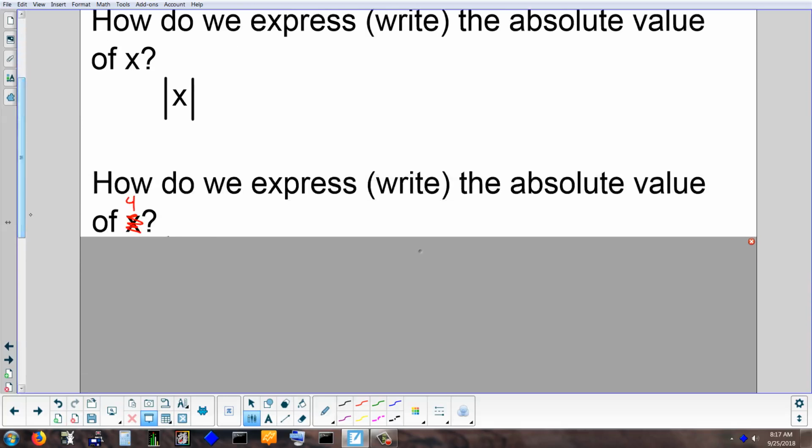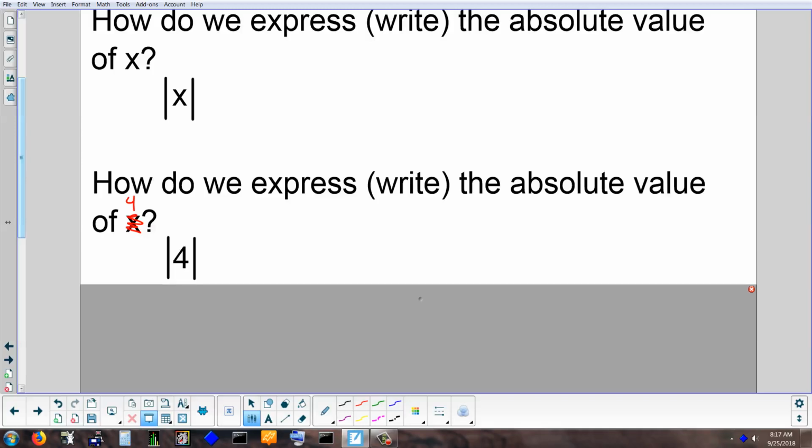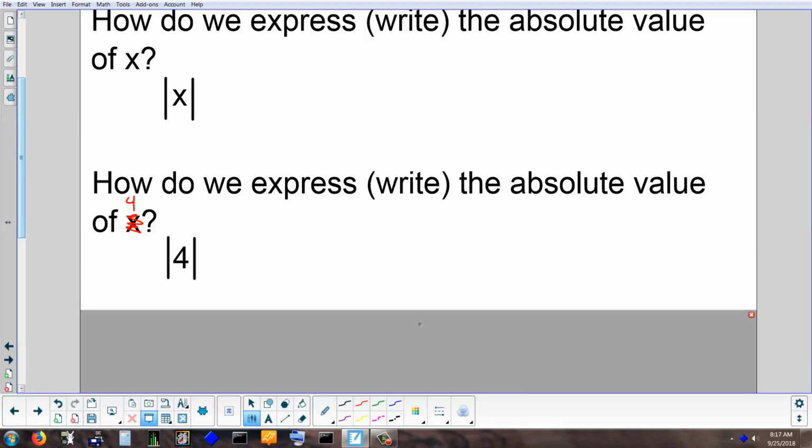So how would I do this one? If I wanted to write down a problem on a test, and I wanted you to take the absolute value of 4, how would that look? You would put 2 bars on either side of the 4. And what is the absolute value of 4? 4. Now, what if I did this? What's the absolute value of -4? Yep, 4. It's still 4.